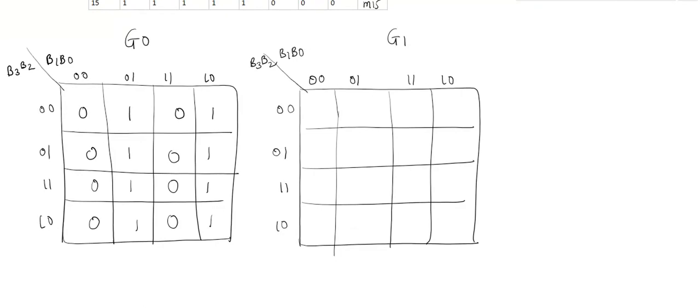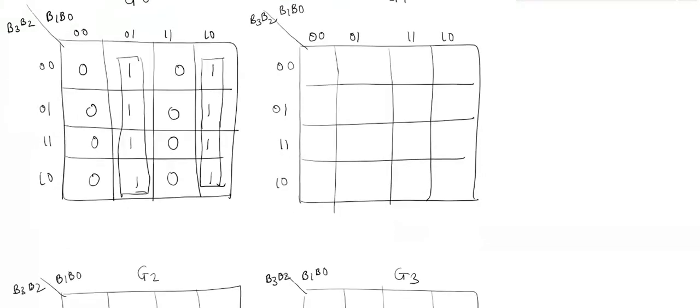Now after plotting the G0 onto the K-map, now we'll try for the grouping. Now when we go for grouping, first we'll try for the octets. Then we'll try for the quads. Then we'll go for the pairs. Now here in this K-map, the octet is not possible. Now we'll go for the quads. Yes, possible. Now this will be my first quad. Similarly, this will be my second quad.